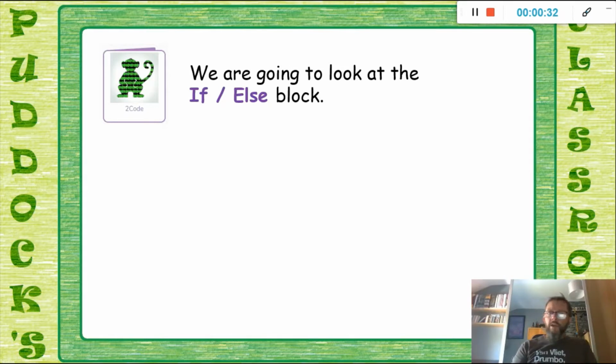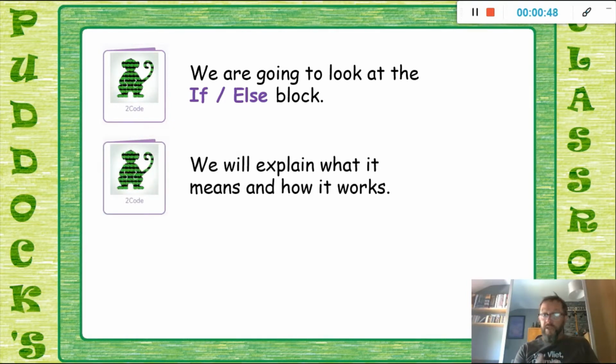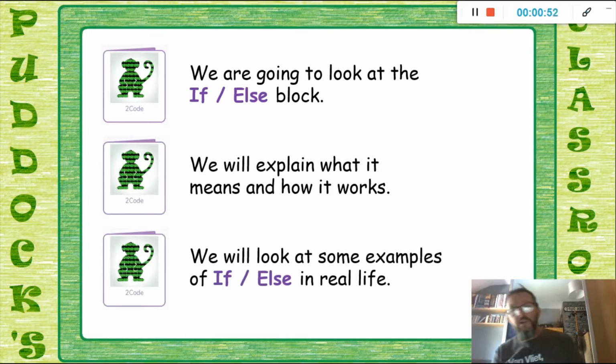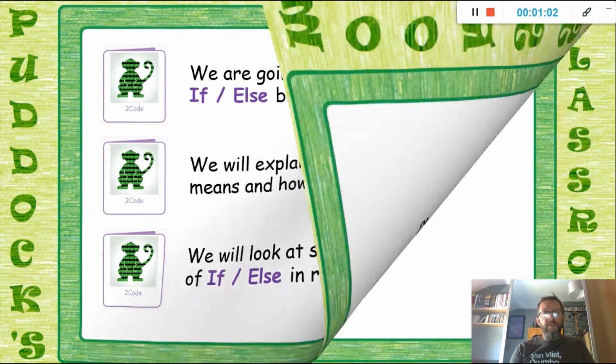So as I said, we're going to look at the if-else block in TwoCode. It's a really powerful tool for helping us to make decisions and make the programming do different things. We'll explain what it means, we'll explain how it works, and we'll look at some examples of if-else in real life, because it's actually something that you probably do all the time. So we'll have a look at all those sorts of things.